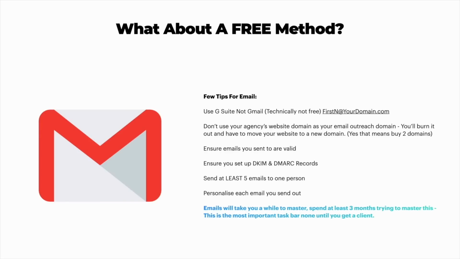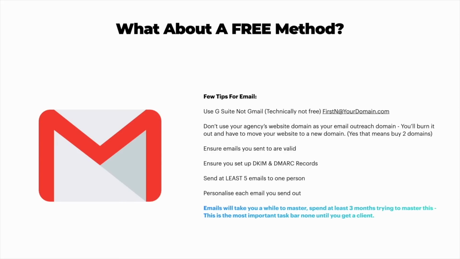So what you do is you use one domain for your website, and then you buy a second domain, for example, abcagency.net. That would be a new domain, but it's still pretty much the same name as your website, but you would use the .net version as your email domain to actually send out cold emails, so you can burn that out without having to worry about your website domain getting ruined. You also want to make sure that the emails you're sending to are valid, so you don't get marked as spam.